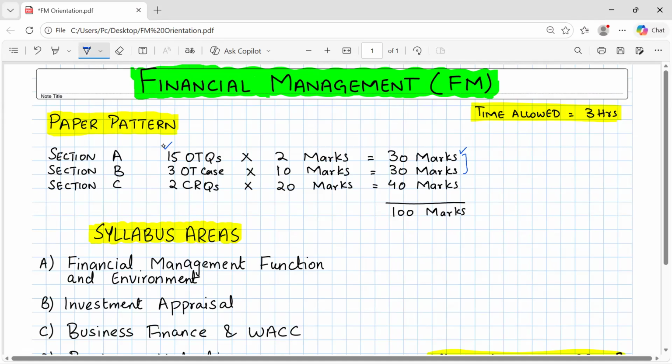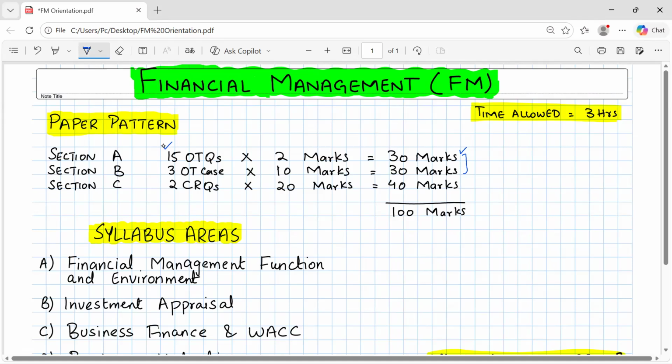Then comes section C, and section C is a really important area of financial management, in which 2 CRQs, which means constructed response questions, will be tested. 2 CRQs, constructed response questions, they will be tested. And this section C will test your application skills, will test your drafting skills, that how do you write down, how do you draft the answer. The calculation based stuff you have to do on Excel, the writing based stuff you have to do on Word. So in section C, expect both the Excel question, which means the calculation question, and the theoretical part as well, in which you have to draft your answer. You have to write down the answer.